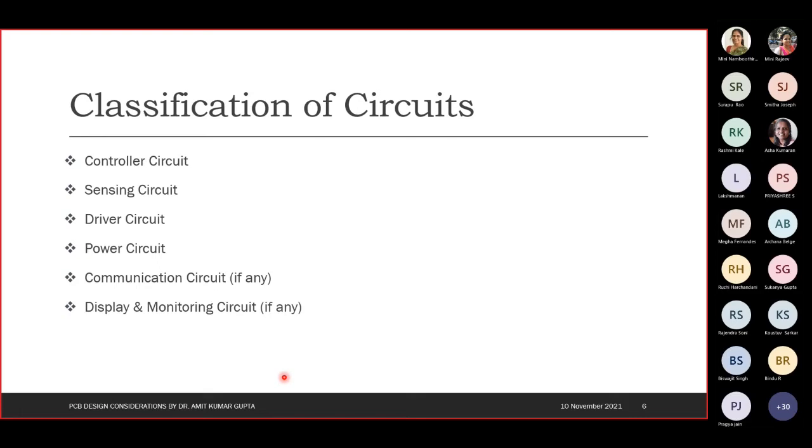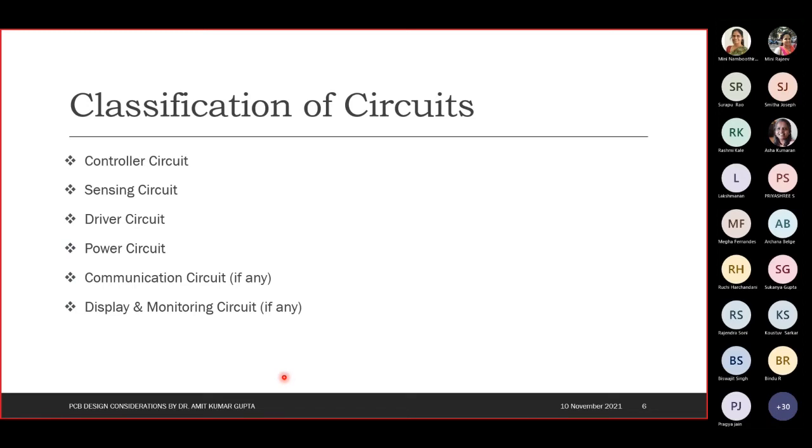Classification of circuits. If we have a circuit, we can broadly classify that circuit into some parts. One we can call the controller circuit. They can be separate, but they can also be part of a single system. For example, suppose we have an inverter. That big inverter or any DC to DC converter will have a controller circuit, which will have either a microcontroller or any other controller, and its supporting components. Then that system can also have a sensing circuit, which will sense all the parameters required to be sensed or to control. It will also have a driver circuit.